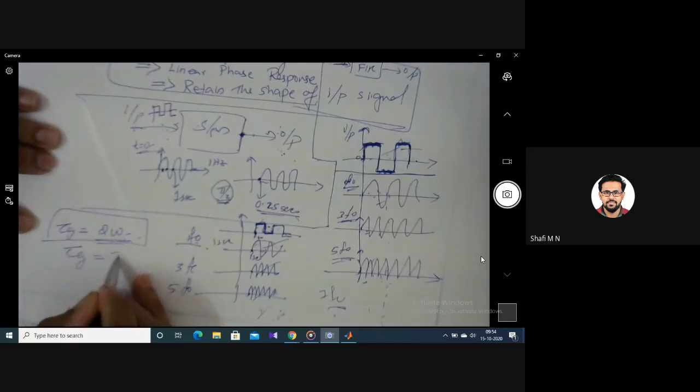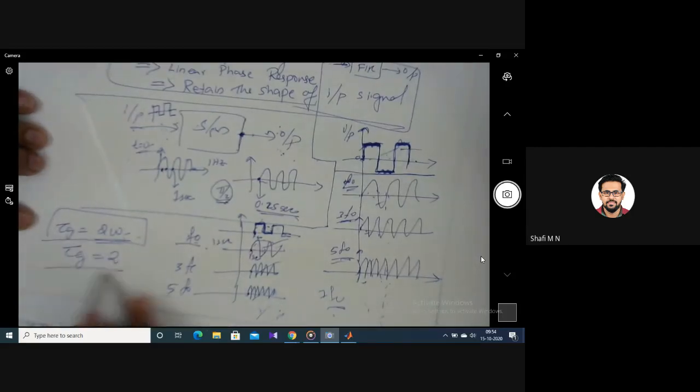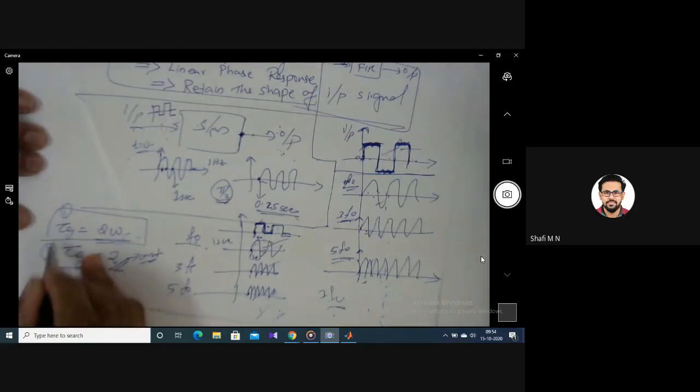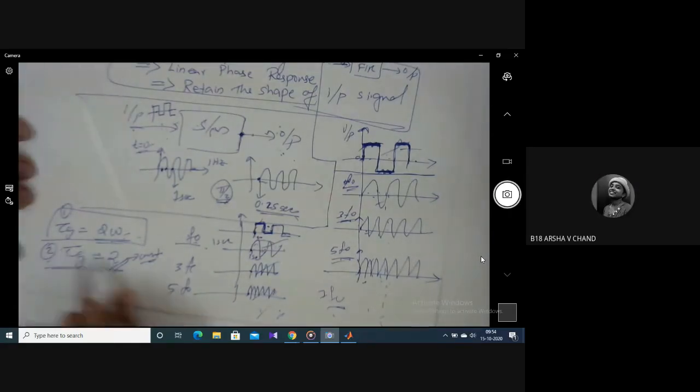And if I write tau g equals 2, this is a constant. This is independent of frequency. So for all the frequency components, the delay will be the same, say 2 units. So this is 1 and this is 2. Yes, sir. Who will be able to retain the shape? 2. 2 ആയിരിക്കും. Mathematically ഇത്രയും നോക്കിയാൽ മതി. Constant group delay ആയതുകൊണ്ട് it will be able to retain the shape.